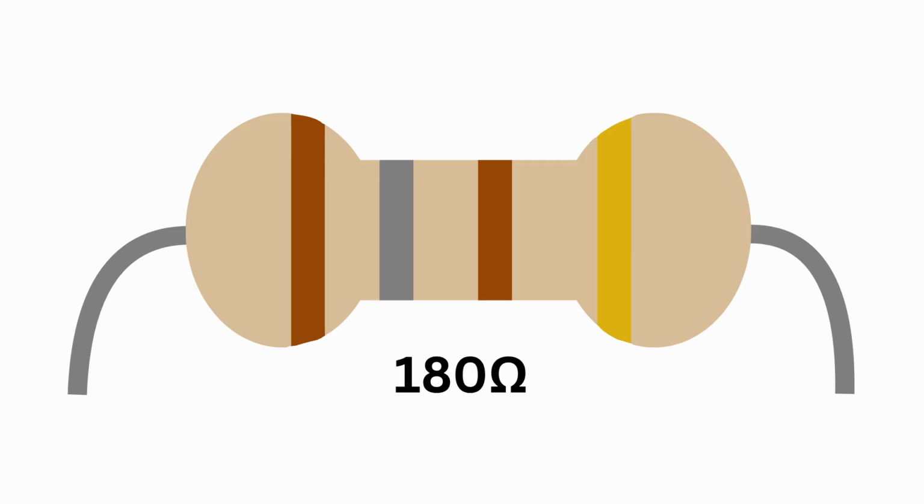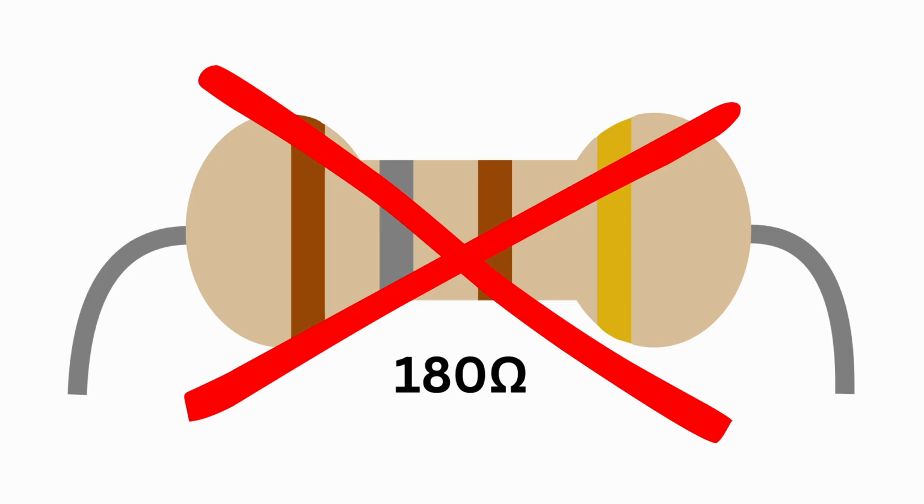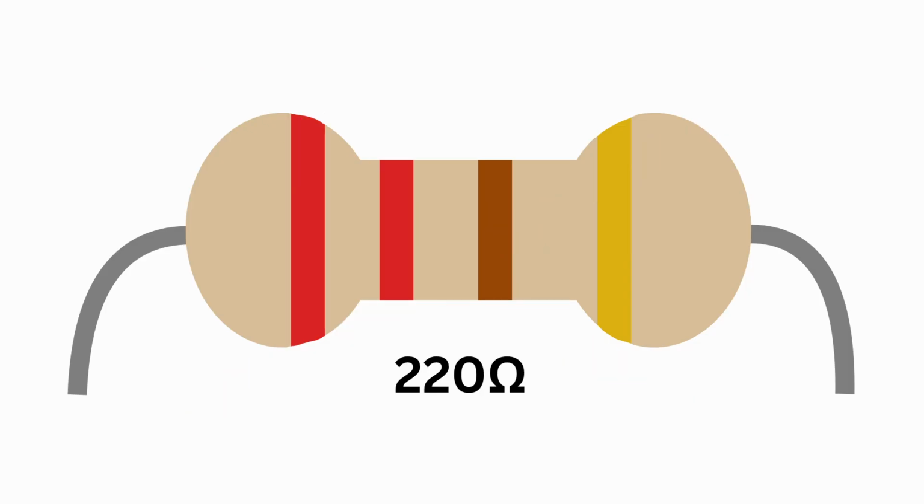If that exact value isn't available, we'll use the closest standard resistor, like 220 ohms. That's why we use a 220 ohm resistor in our project. It still limits the current enough to protect the LED while allowing it to shine properly.